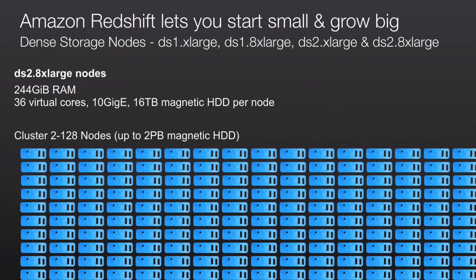Now these are rotational magnetic storage equipped, so they don't have solid state drives in them, they have traditional rotational hard disks in them, still carrying 244 gigs of RAM, but here you have 36 virtual cores to work with, 10 gigabit Ethernet interconnect of course, and 16 terabytes of magnetic rotational hard disk capacity per node. You can cluster between 2 and 128 nodes in this instance, which delivers up to 2 terabytes of magnetic rotational hard disk capacity for your cluster. So for working with very large data sets, the DS2 8XL is an excellent answer to that question.